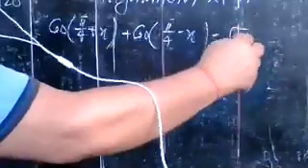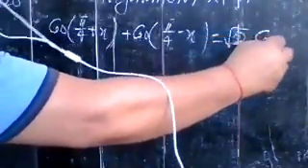Prove that cos (pi by 4 plus x) plus cos (pi by 4 minus x) is equal to root 2 cos x. You have to prove this result.